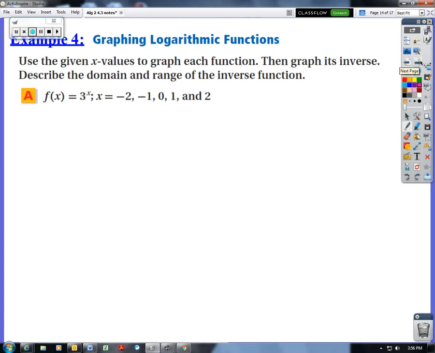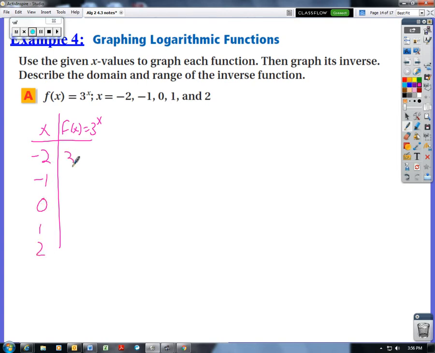Let's just go ahead and do that. So we're starting with y equals 3 to the x. That's our exponential, and they've given us the typical x values. So let's go ahead and do those. X, f of x, which is 3 to the x. We're going from -2 and so on and so forth.